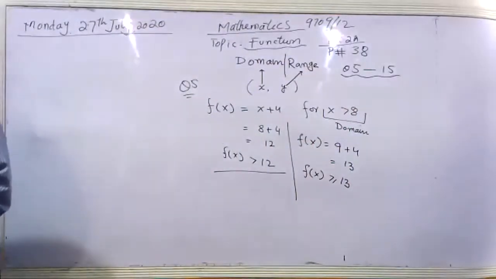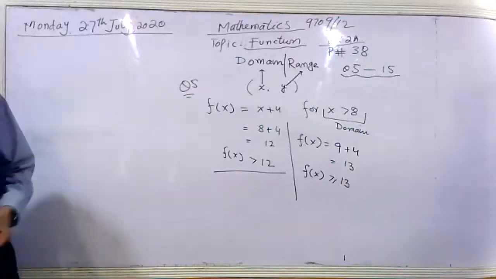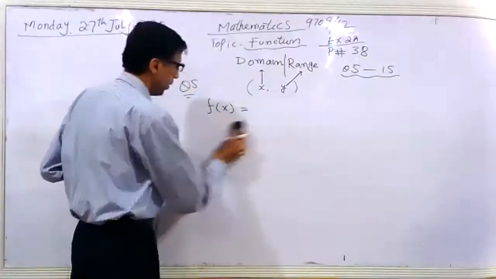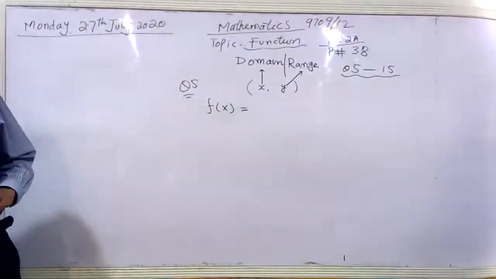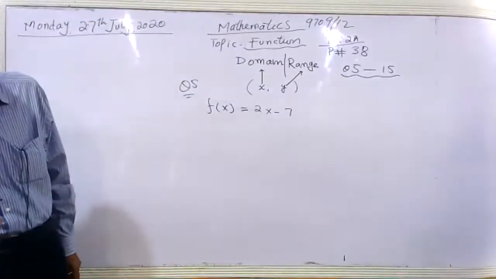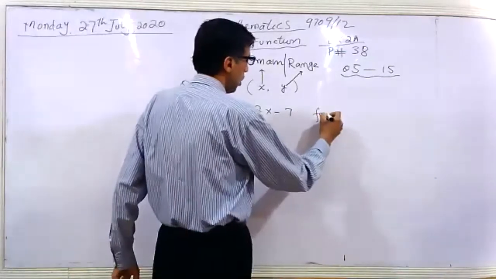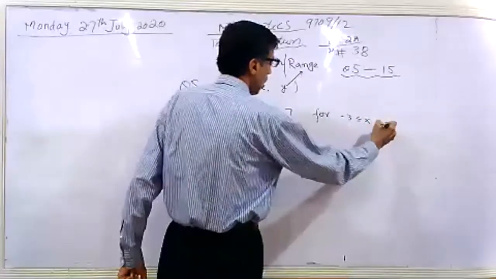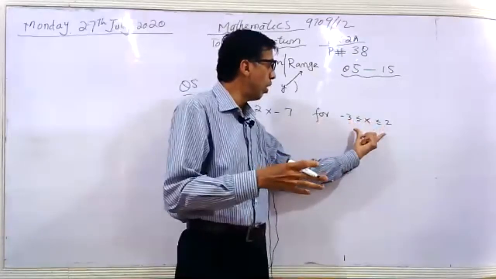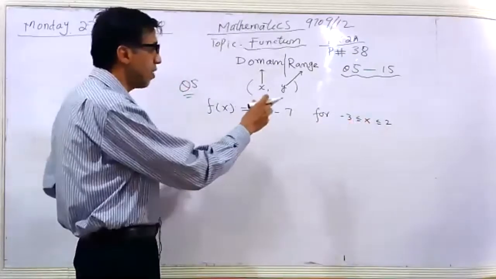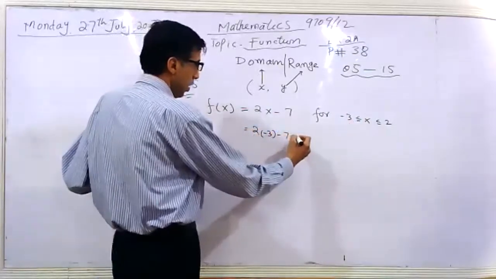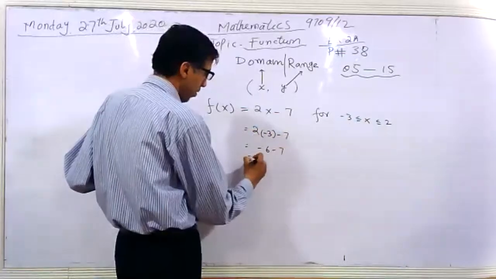Now, we will do the b part as well. If the domain is given in this form, then turn by turn you will have to keep the values of x in this equation. f of minus 3: 2 times minus 3 minus 7, minus 6 minus 7, minus 13.